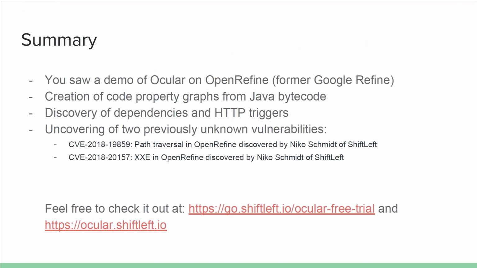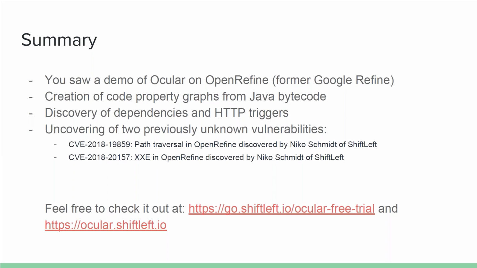So a quick summary, and then we can take some questions, of which there are a few, I think. You saw a demo of Ocular today, and we ran it on OpenRefine, formerly Google Refine. We showed you how you can create code property graphs from Java bytecode. We also have input modules for other languages, but the first language module we developed was Java bytecode, and this is the one that we make available in the trial version.